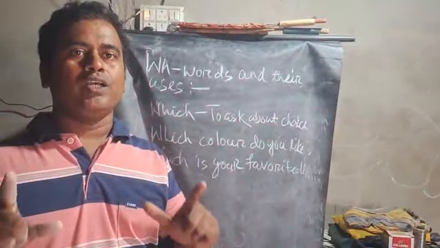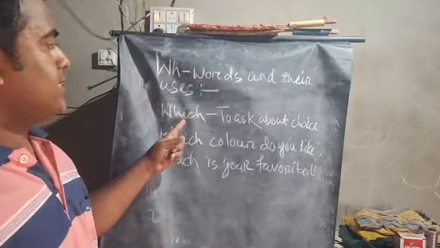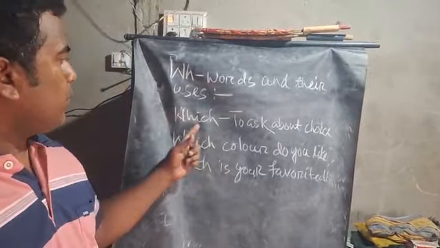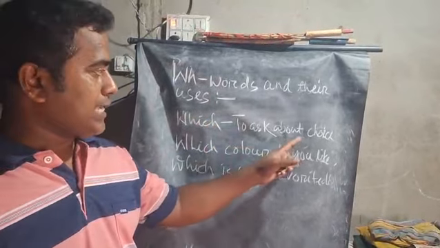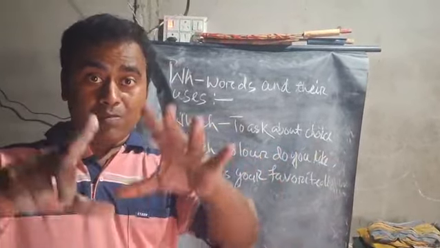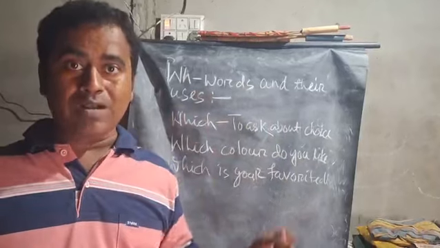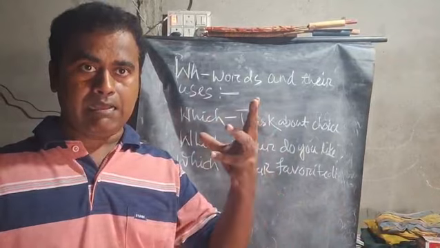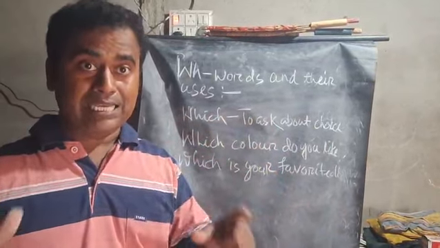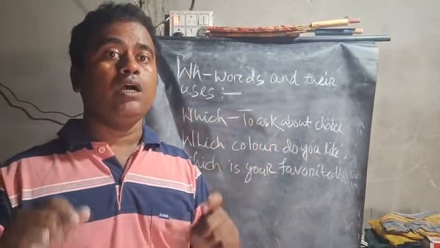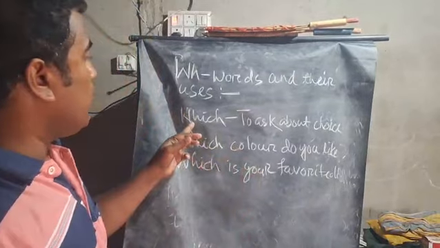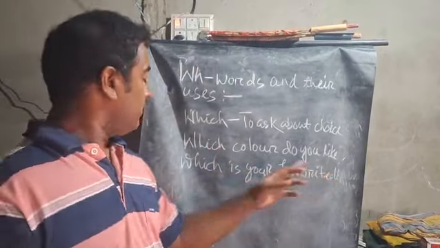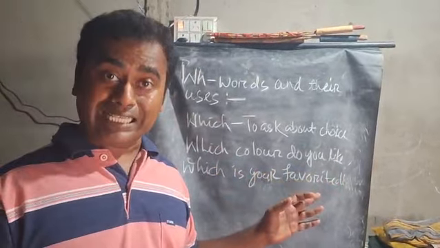Let's discuss the WH word which. Basically, from a layman's point of view, which is used to ask about choice when there are more items, more elements, more dishes. At that time you just use the word which. For an example, which color do you like? Which is your favorite dish?